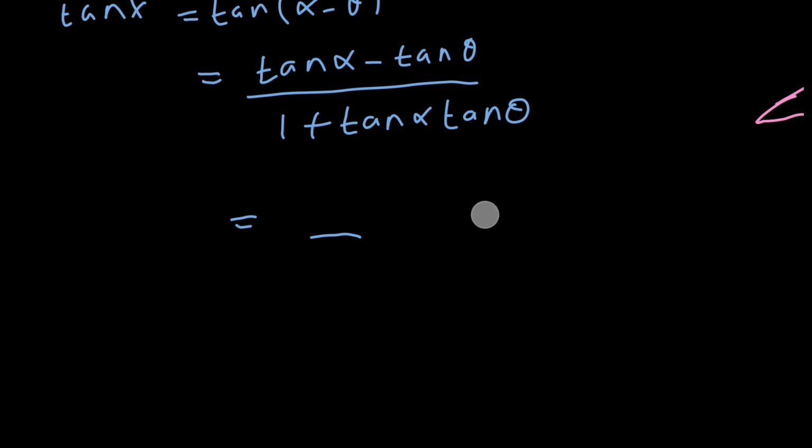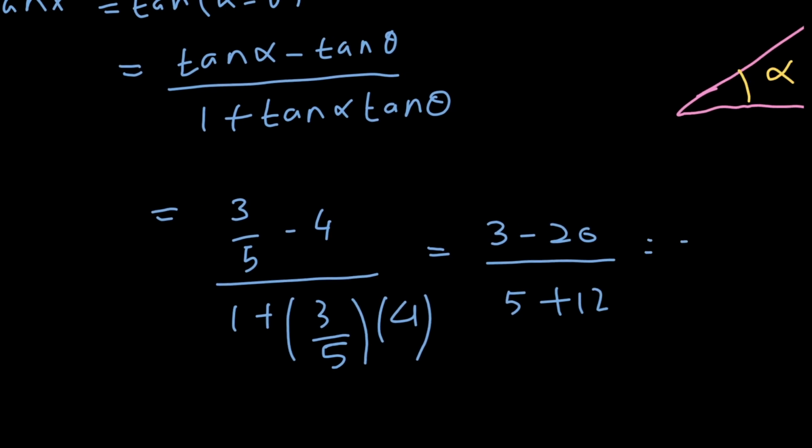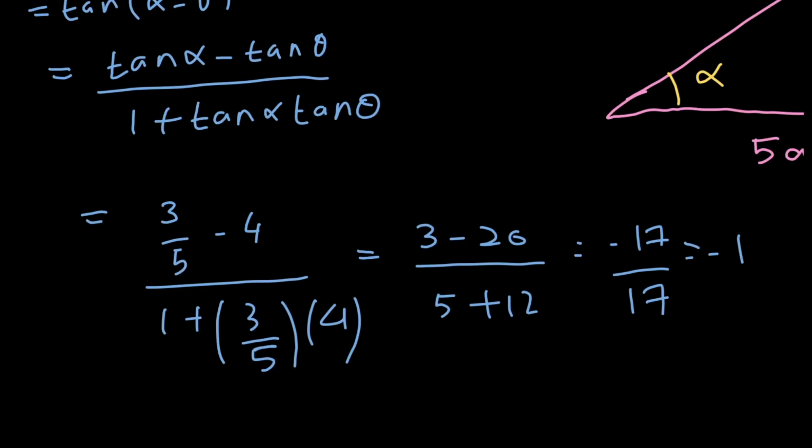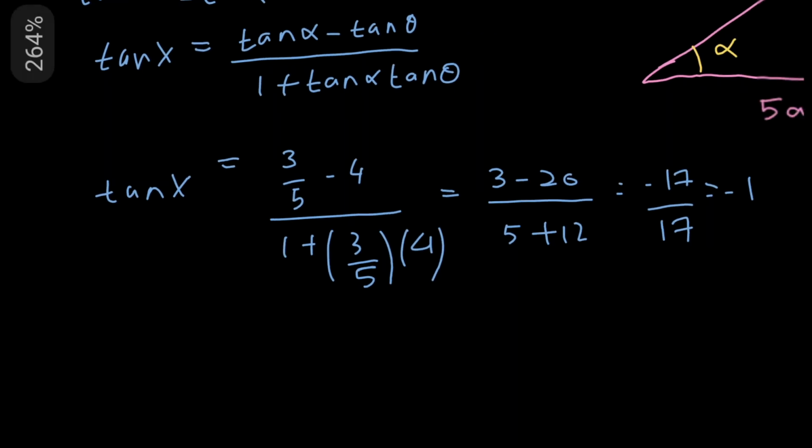Let me just make this clear. What we have in the numerator is 3/5 minus 4, divided by 1 plus 3/5 multiplied with 4. Simplifying this gives me (3 minus 20) divided by (5 plus 12), and that is simply negative 17 upon positive 17, which is simply negative 1. And all of this was ultimately equal to tangent of x. So the value of tangent of x we have got is negative 1.